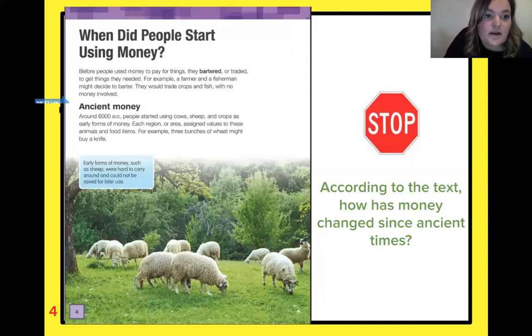Ancient money. Around 6000 BCE, people started using cows, sheep, and crops as early forms of money. Each region or area assigned values to these animals and food items. For example, 3 bunches of wheat might buy a knife. Early forms of money, such as sheep, were hard to carry around and could not be saved for later use.